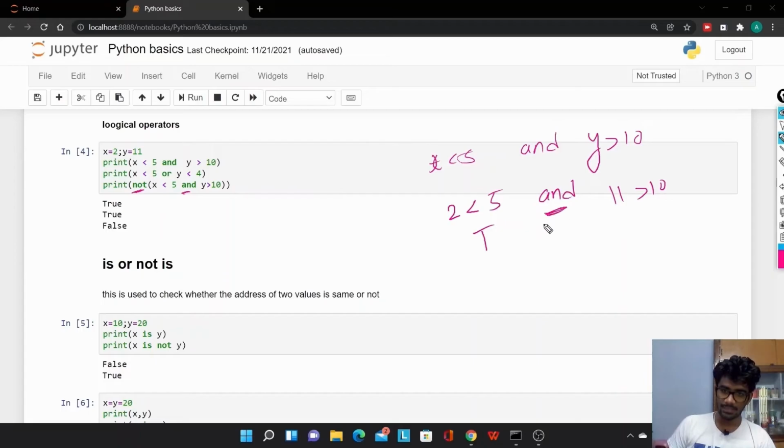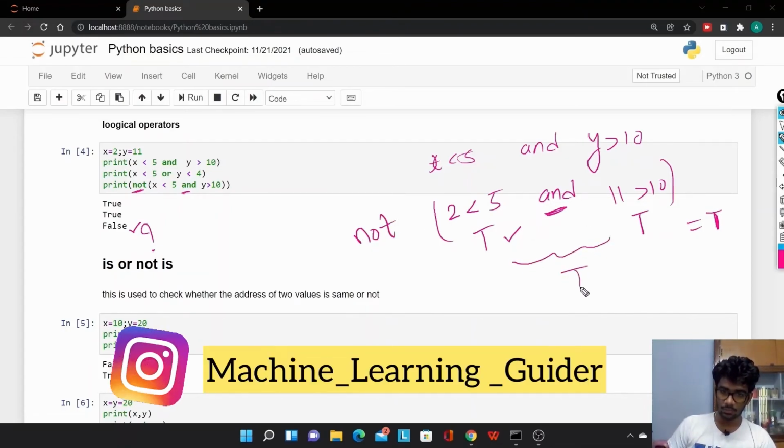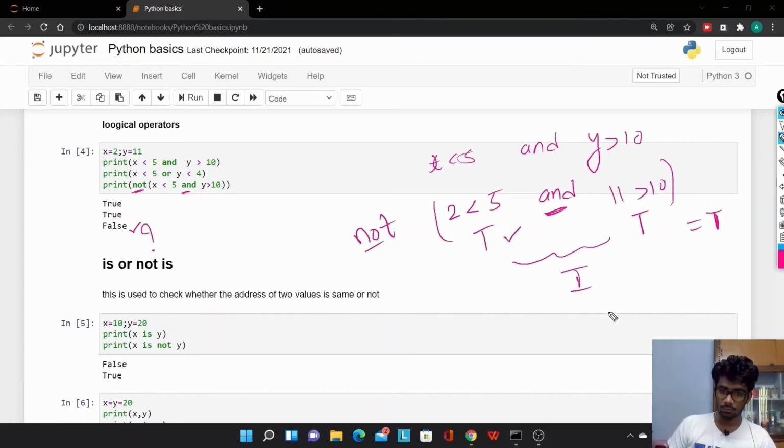Because it is an AND operator, even though the first case is true, we need to go and check the second case. That is 11 greater than 10. That is true. So both cases are true, and that's the reason the output should be true. But here we can see that the output is false. Why? Because we are applying the NOT operator to this statement. The output of this value is going to be true, so NOT of true will result in false.